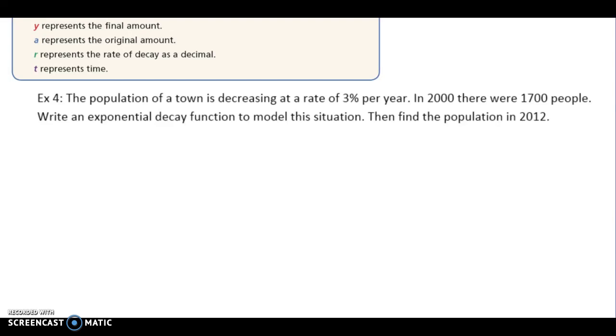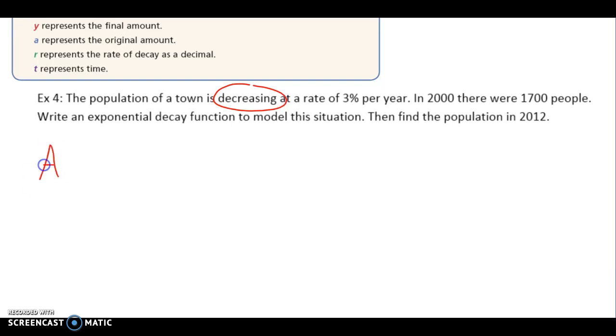It says the population of a town is decreasing. Now, I'm not going to tell you on the test, use the exponential decay formula this time. But what's our obvious clue here? The word decreasing is how you would know to use 1 minus the rate. So in 2000 there were 1,700 people. Write an exponential decay function to model the situation and find the population in 2012.